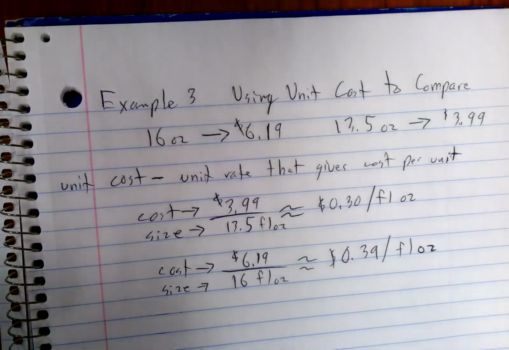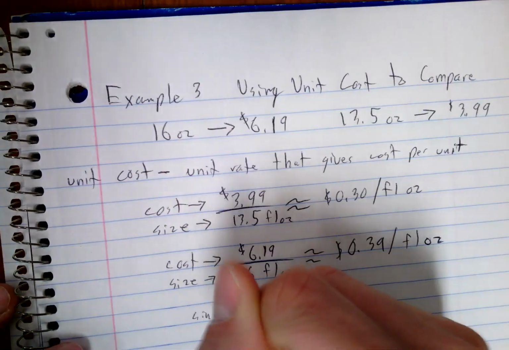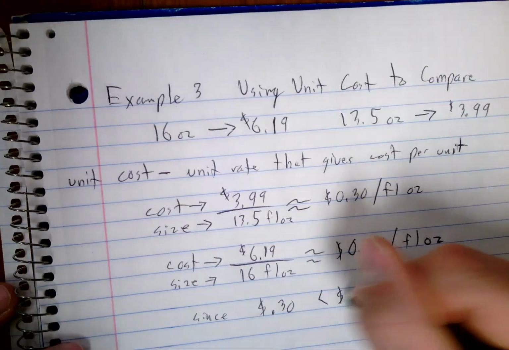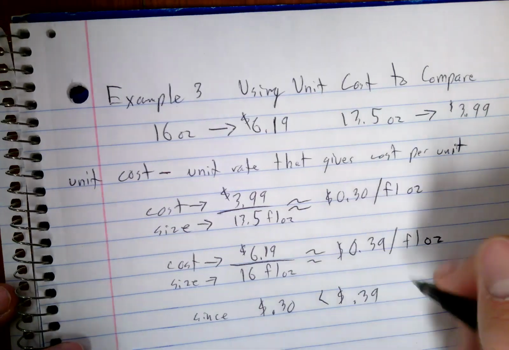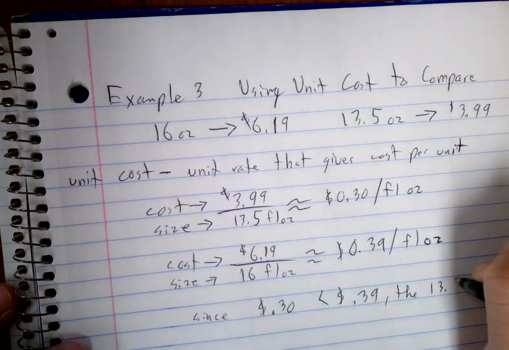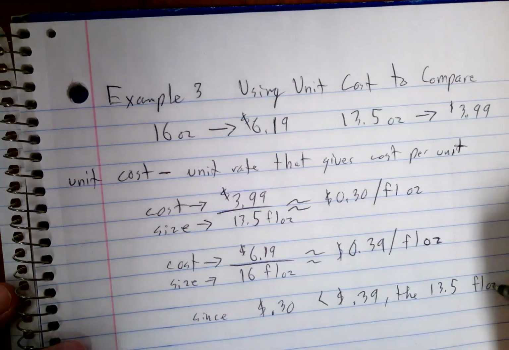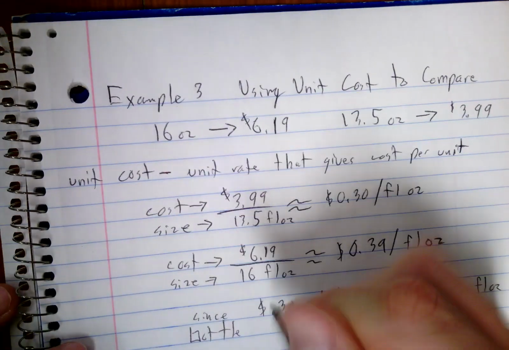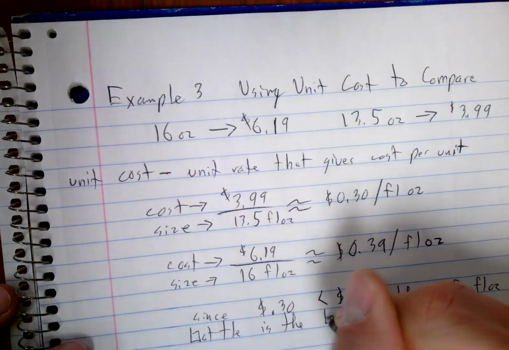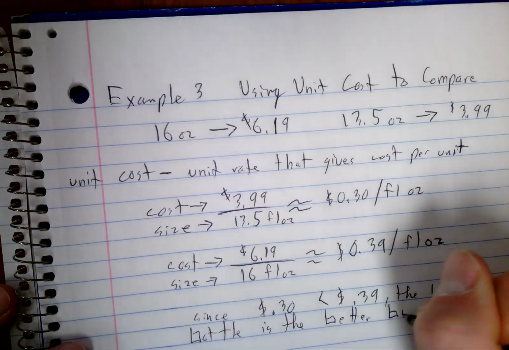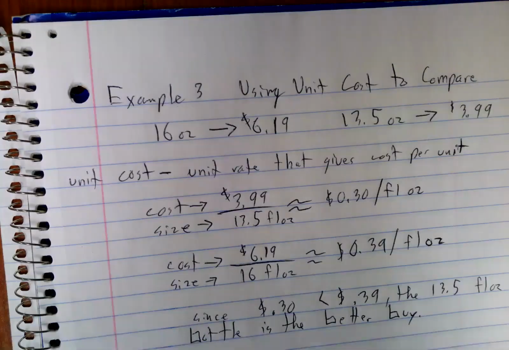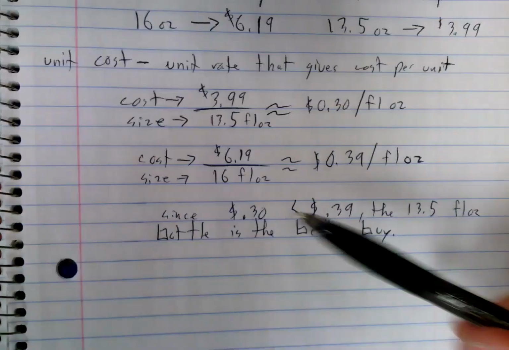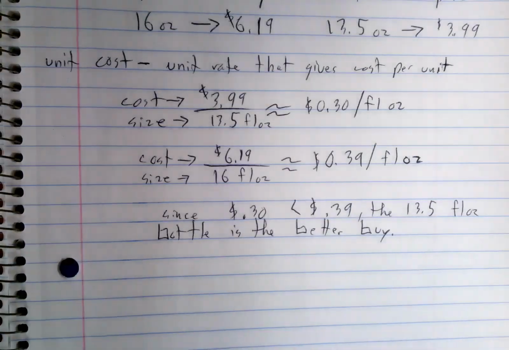Okay. So since 30 cents is less than 39 cents, the 13.5 fluid ounces bottle is the better buy. Okay. So obviously we want to pay less money for the same amount. So 30 cents is less than 39 cents. That's why that's the better buy.